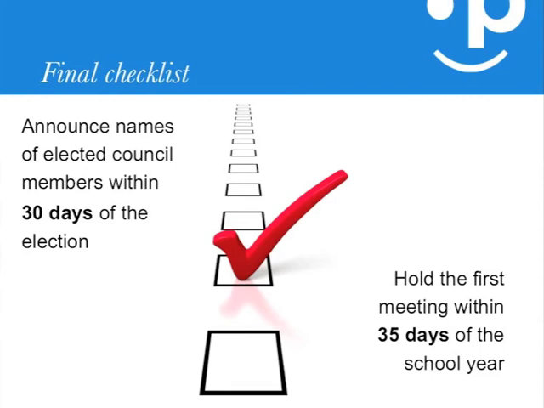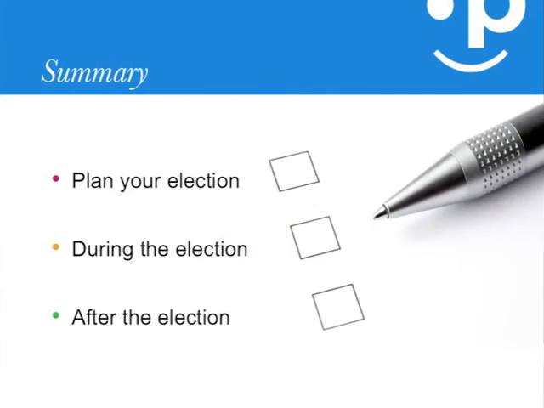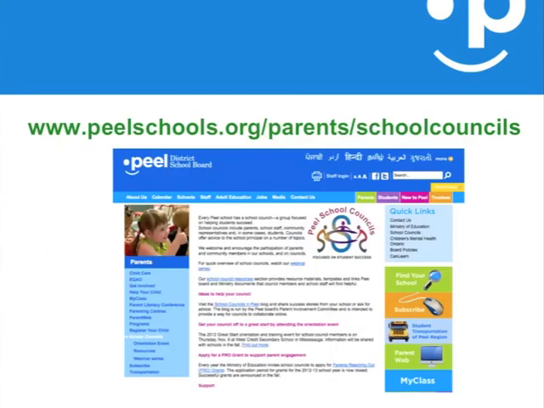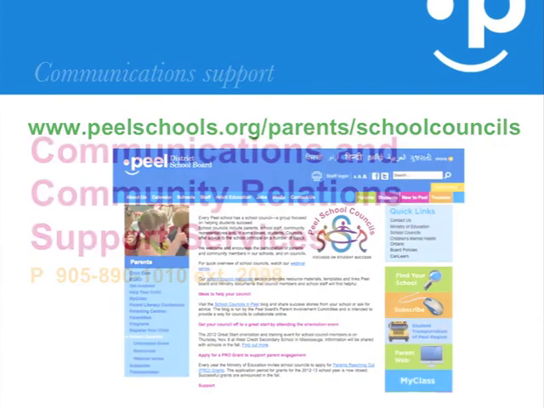This webinar episode has provided all the information you need to know to run a smooth and successful election. You've learned how to plan your election by establishing an election committee and creating election materials. You've also learned some tips for during the actual voting process, as well as some ways to wrap up your election by communicating the results to the school community. Be sure to visit the School Council section at peelschools.org to download the election timeline and template materials.